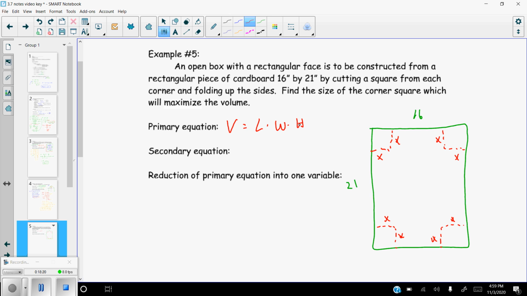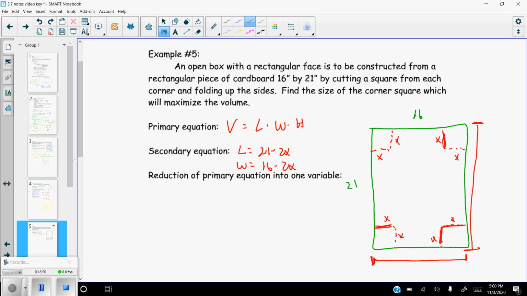So let's look at this. The length is all of this side right here, but I'm cutting off an X distance here and here. So it's really going to be the whole 21, but I'm going to take away 2 X's. So my length is going to be 21 minus 2X. Likewise, the width, which is going to go this direction, is going to be the entire 16, but again, I'm cutting off 2 X's. So the width is going to be 16 minus 2X.